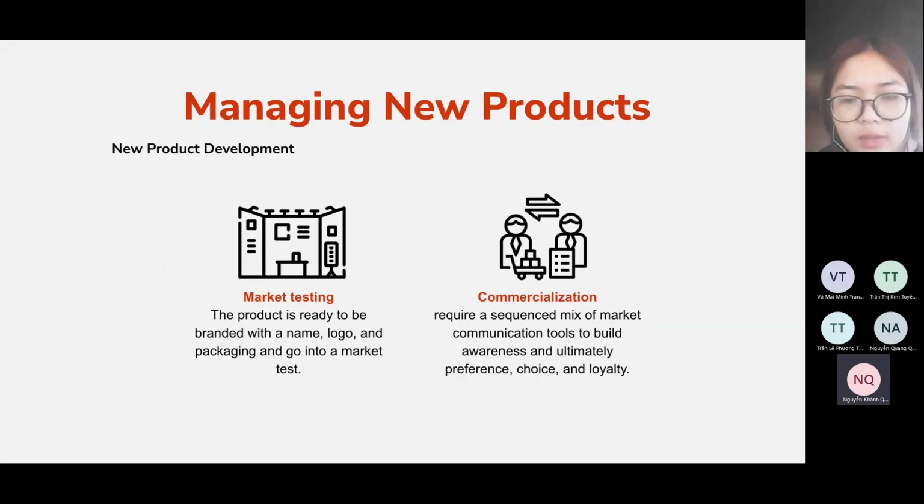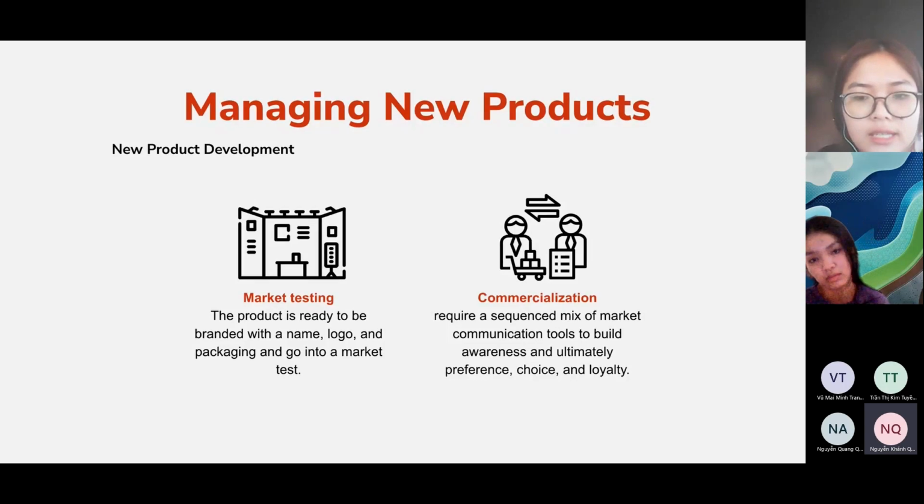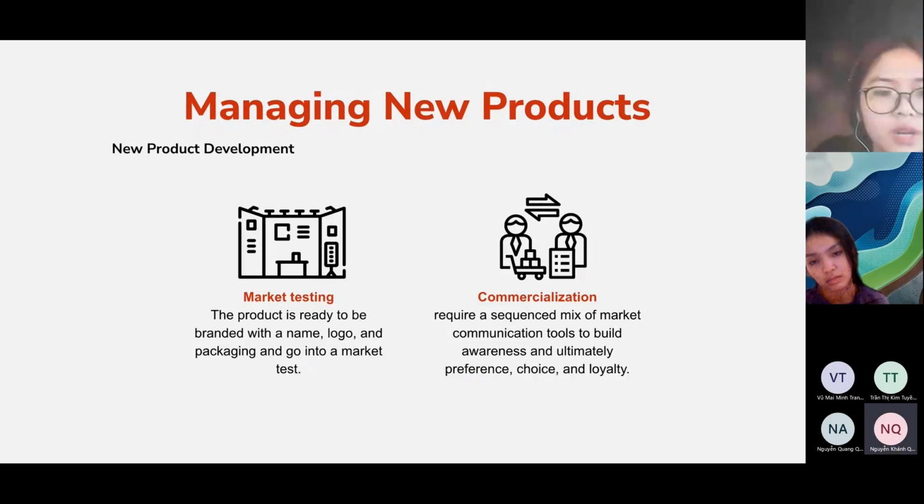So next slide, please. After we have the physical product, we may go to market testing to know whether the product is satisfactory in functional and psychological performance and is ready to be branded with a name, a logo, or packaging. For example, some firms do market testing by testing the product at a trade show so that the company can observe how much interest buyers show in a new product, how they react, and how they express their purchase intention or place orders. The last step is commercialization. After testing the market for the product, we go to commercialize it.